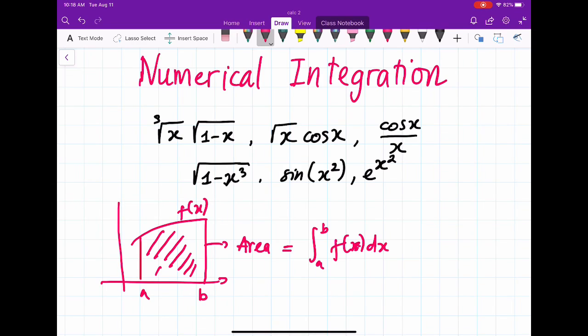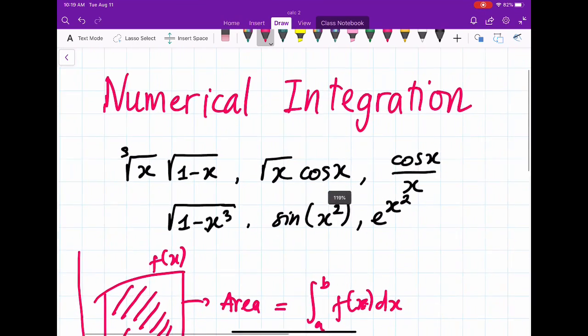And right now we learn a lot of integration techniques, but the problem is in real life there are a lot of functions that cannot be integrated. That means it's extremely difficult to find the antiderivative of such functions, and you still need to find the area, or you still need to evaluate definite integrals of such functions.